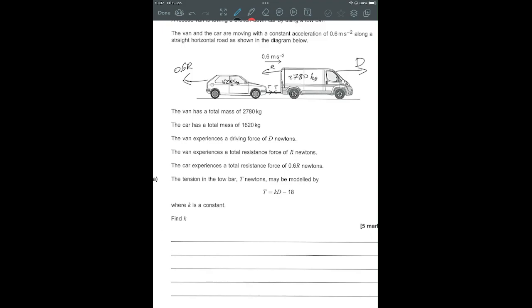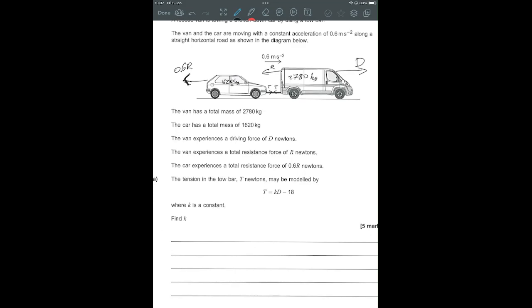Okay, with all these questions, we have a choice on which parts of the system to model. I could try and model the entire thing. If I try and model the entire thing, then the T's cancel. I could just model the car. If I just model the car, that will link T with R. I don't want T in terms of R, I want it in terms of D. If I just model the van, I'll get T in terms of R and D.